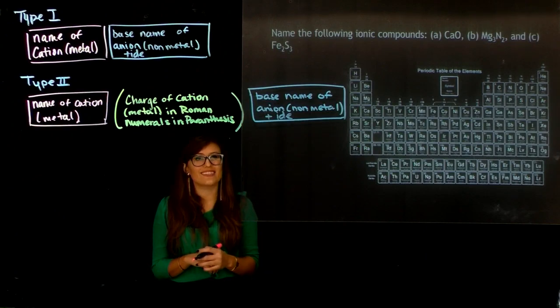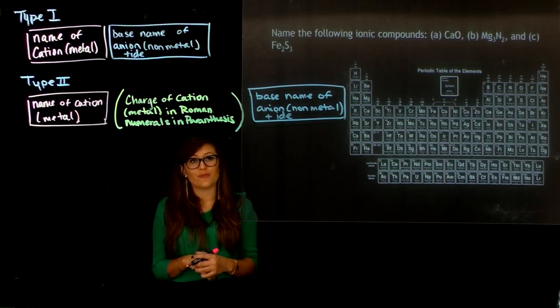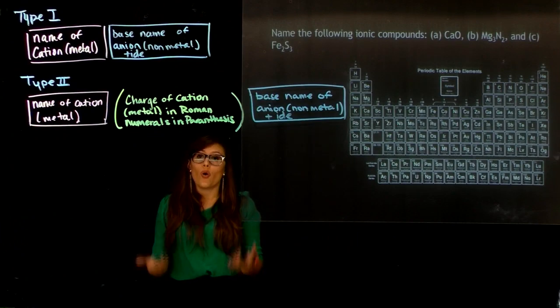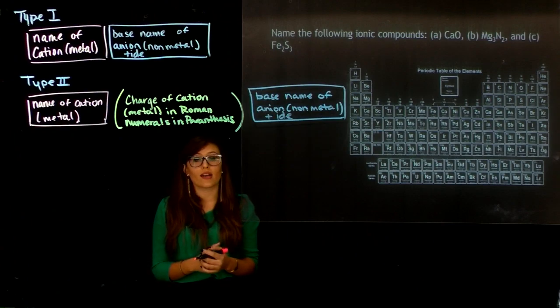The following problem states, name the following ionic compounds. A, CaO, B, Mg3N2, and C, Fe2S3. When approaching this problem, we know there's two different ways that we can name ionic compounds.